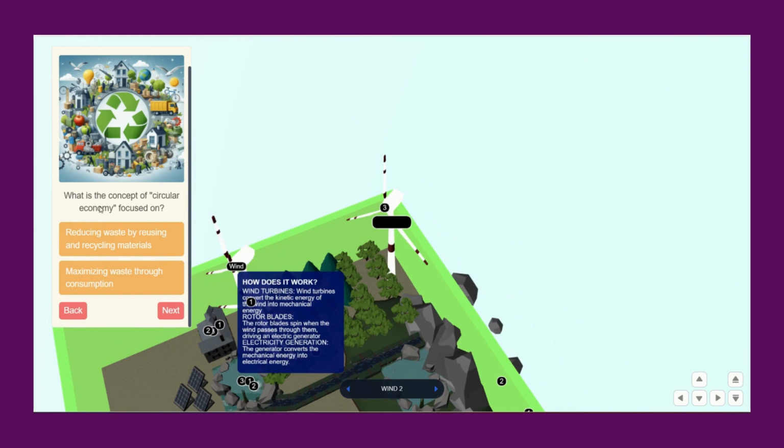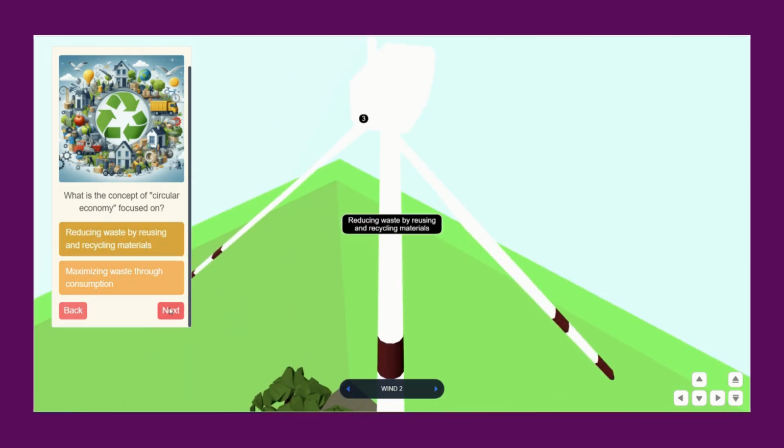What does the concept of circular economy refer to? Reducing waste by reusing and recycling materials, or maximizing the waste through consumption? Of course, it is reducing waste by reusing and recycling materials.